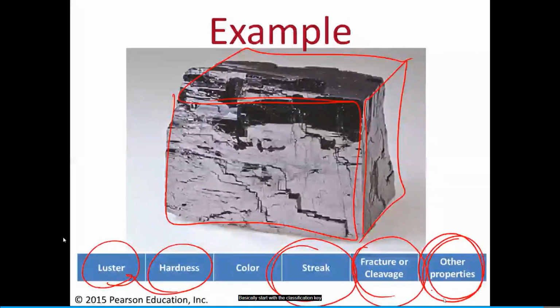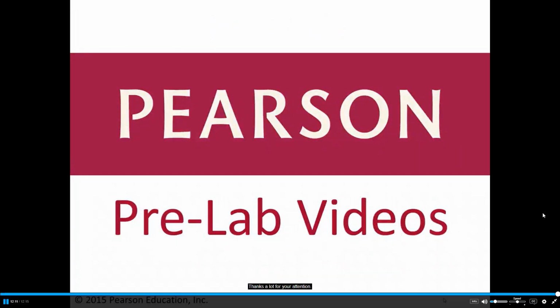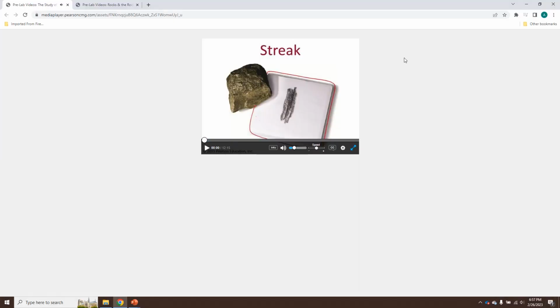Basically, start with the classification key on the left side, look at the most basic properties such as its luster, and then zoom in to progressively finer and finer levels of detail to figure out which mineral it is. Once you've figured out which mineral it is, you can assess its economic importance, and you'll have a better sense of where we get our stuff. Thanks a lot for your attention. This has been a pre-lab video.